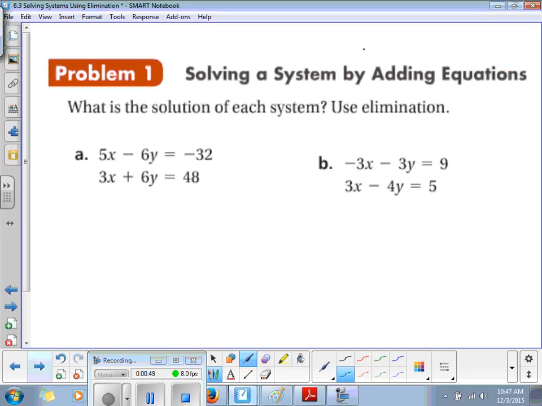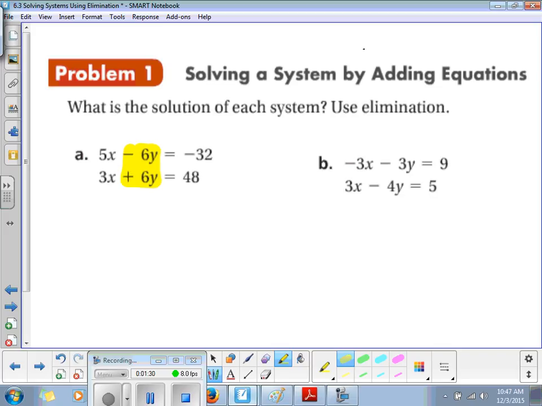All right. So problem 1 is solving a system by adding equations. So here we're going to add the equations. For problem A, we've got 5x minus 6y is equal to negative 32. The second equation is 3x plus 6y is equal to 48. Do you see in that pair of equations where I have a pair of inverses? Yes? Negative 6y. Oh, very good. We've got the negative 6y and the positive 6y.